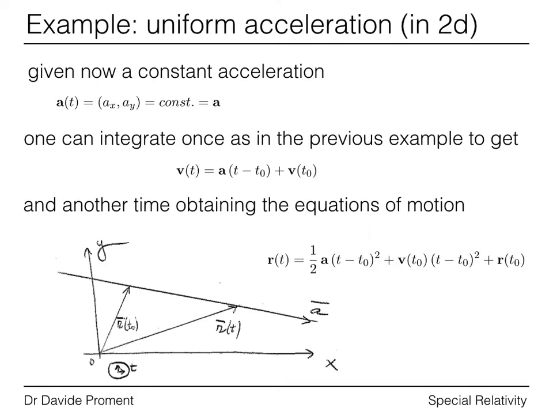The second example was the one of a body moving under constraints of constant acceleration. By integrating once and twice with respect to time, we obtained the body's velocity and position respectively. We can observe that in this case the equation of motion is a quadratic function of time.